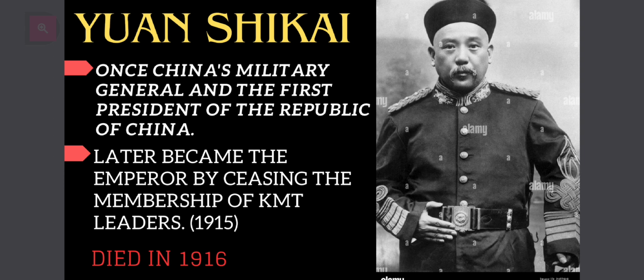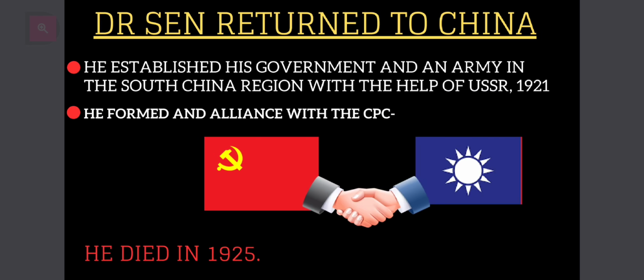But he had some other plans. Yuan declared himself as the Emperor of China in 1915 and started executing the members of the KMT party. Dr. Sun Yat-sen had to run away with his life to Japan. But in 1916, Yuan died, and Dr. Sun Yat-sen came back to China. He re-established the Kuomintang party. With the help of the USSR, he also established a military. Then he aligned with the Communist Party of China because the CPC also had the backing of the USSR.